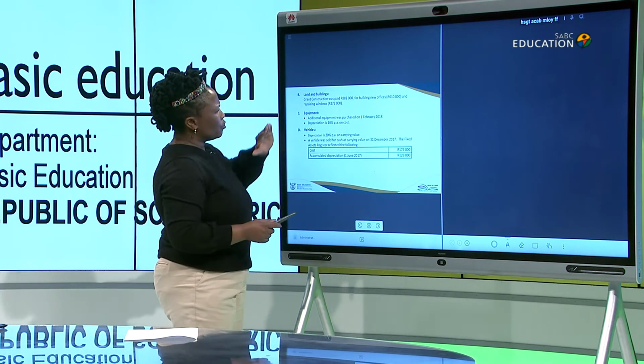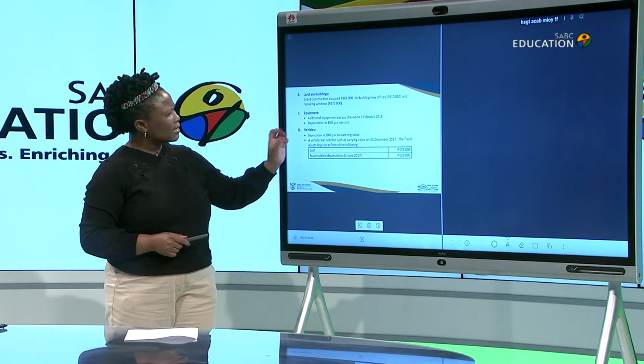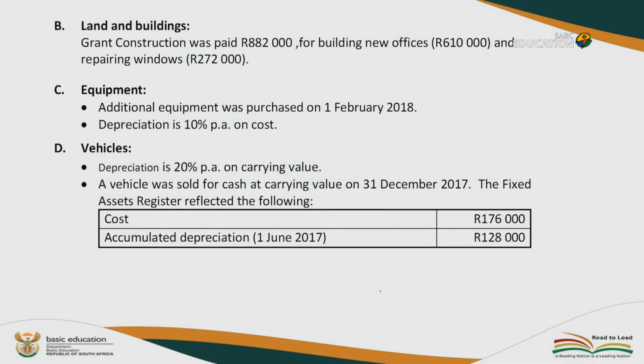I want us now to look at the equipment. The equipment in this case, we have an additional equipment which was purchased on the 1st of February 2018. And the depreciation for equipment is 10% per annum on cost.